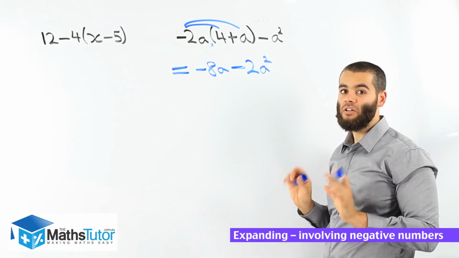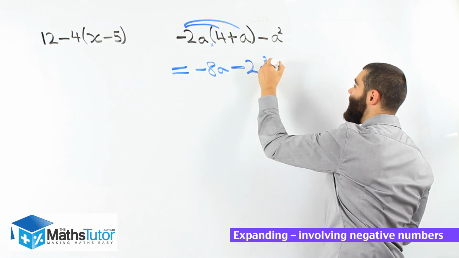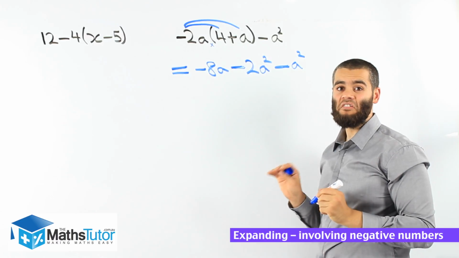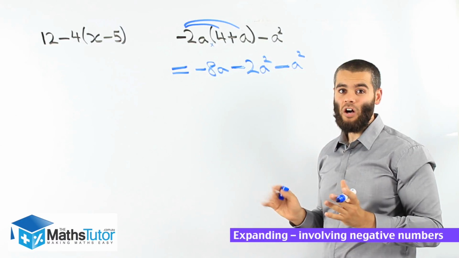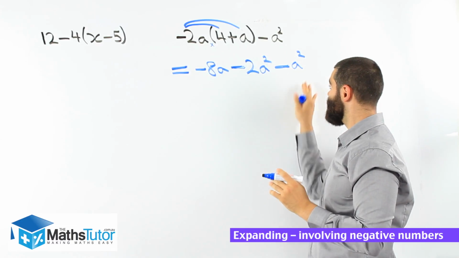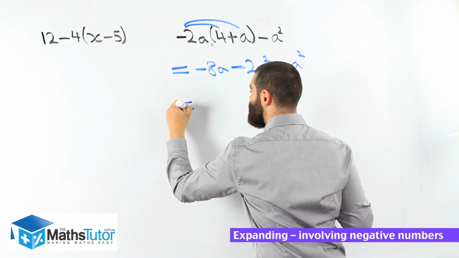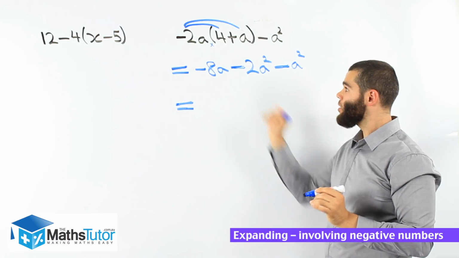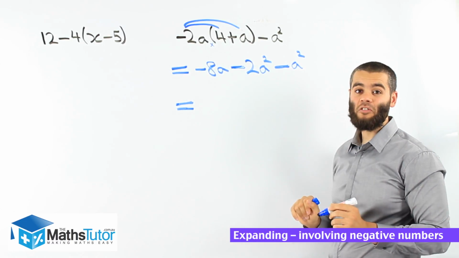Is that all? No. Please don't forget that we have to simplify. We still have minus a squared there. I've seen students where they think they've finished and no, they actually get it wrong because they haven't finished off the question. So you have to always take extra care and make sure you finish the question in full. Minus 8a, minus 2a squared, minus a squared.